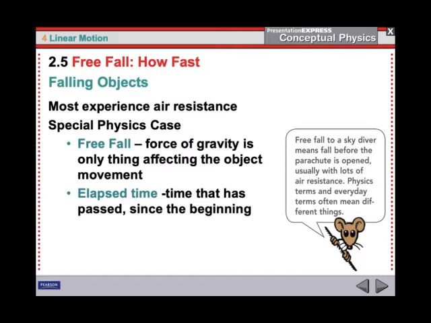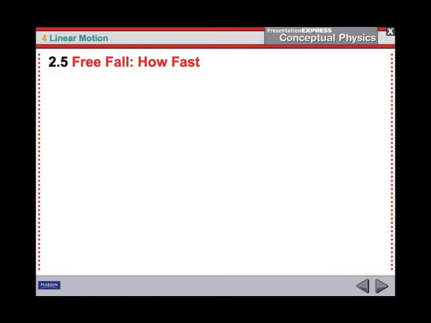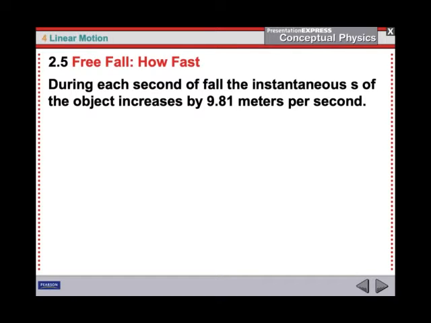Okay, so your book talks about this thing called elapsed time. It just means that time has passed since the beginning of the fall. So if something has been falling 6 seconds, the elapsed time is 6 seconds. It's not a big, huge, hairy thing, it's just that your book uses a little bit different term. So during each second of free fall, the instantaneous speed of an object increases by 9.81 meters per second. Wow! Almost 10 meters every single second that it falls. That's kind of crazy.